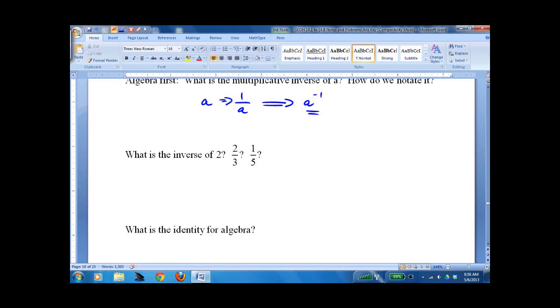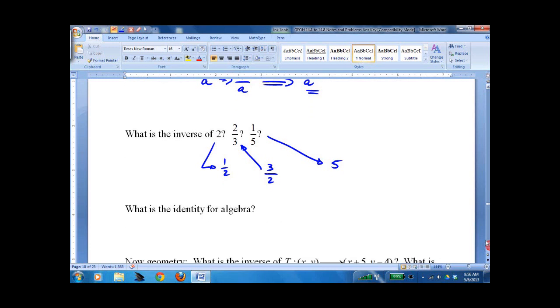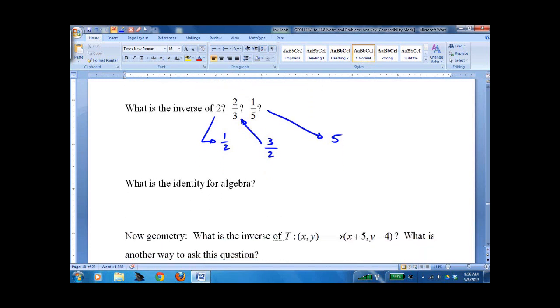So what's the inverse of 2? Simple enough, 1 half. Inverse of 2 thirds, 3 halves. Inverse of 1 fifth, 5. Not really complicated stuff.